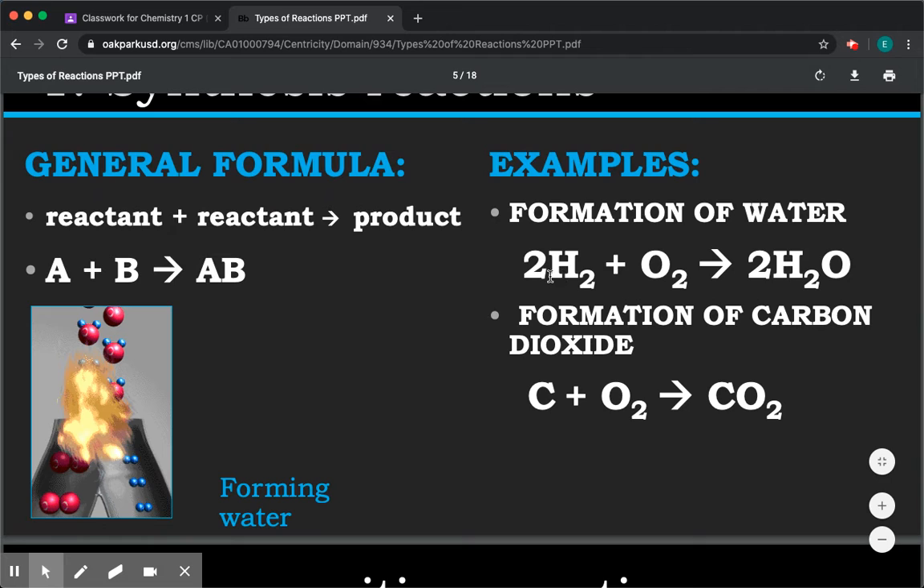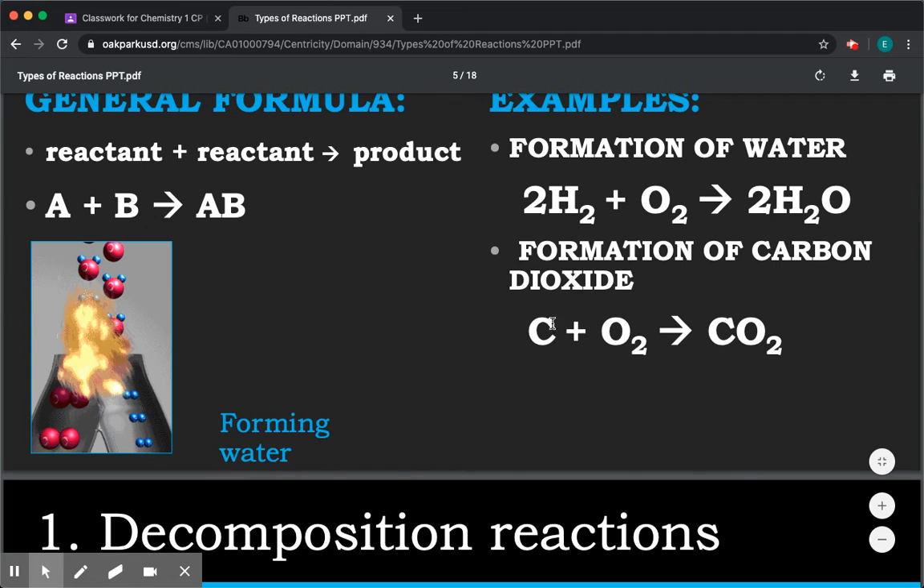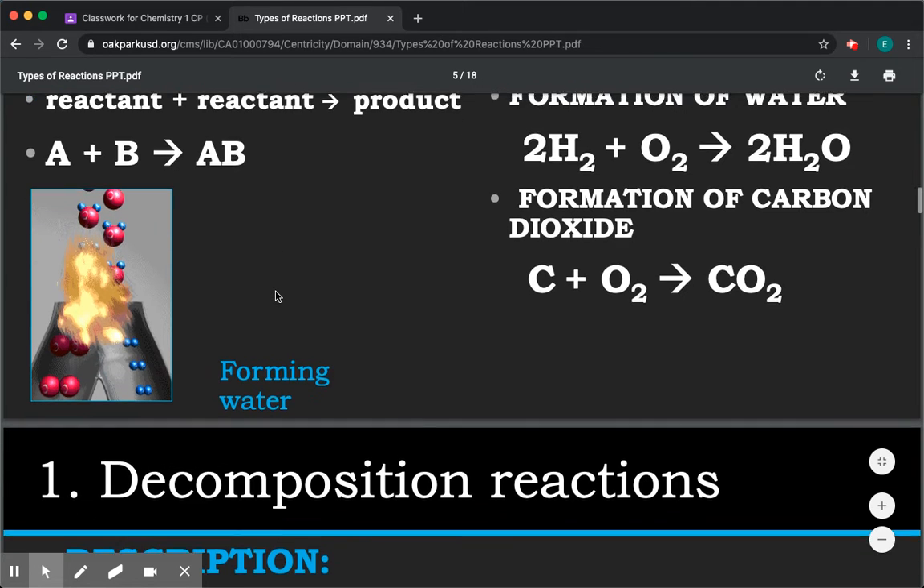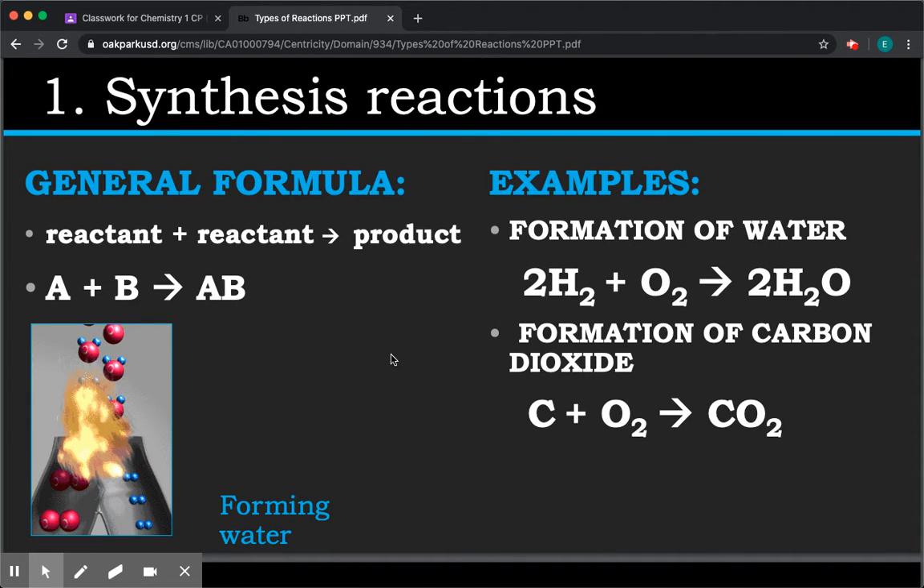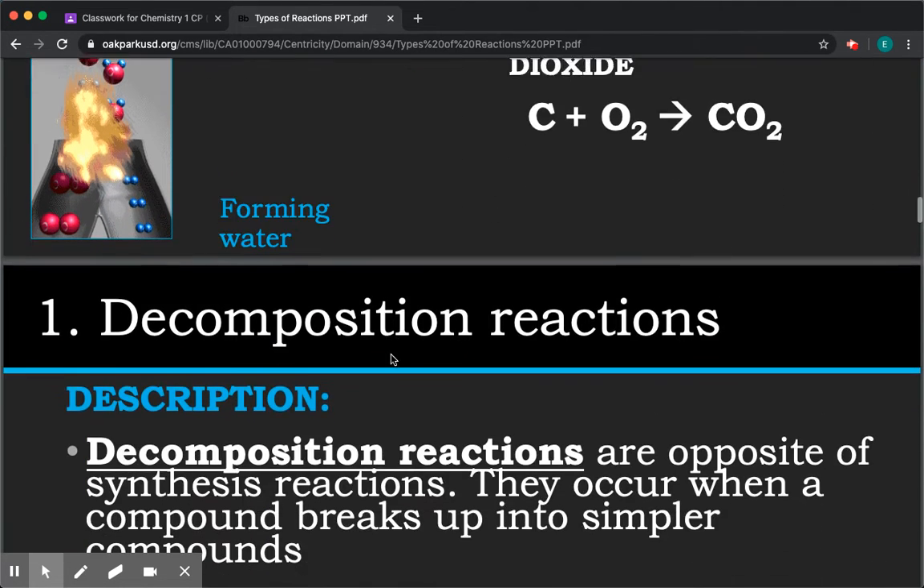And here they have that exact same example. Okay, hydrogen and oxygen make water. This is synthesis. You have carbon and oxygen, and that makes carbon dioxide. That is also a synthesis reaction. Okay, so these are examples of synthesis reactions. You're combining 2 smaller things to make something bigger. That's your indicator that it's synthesis.